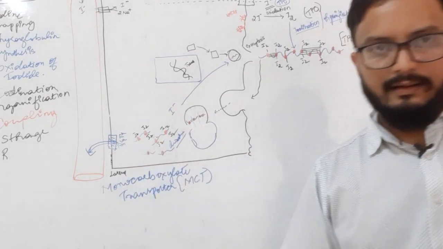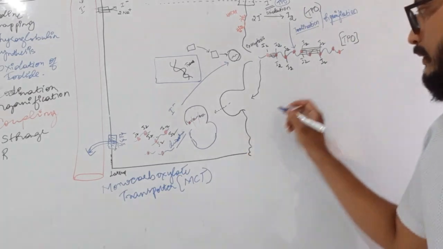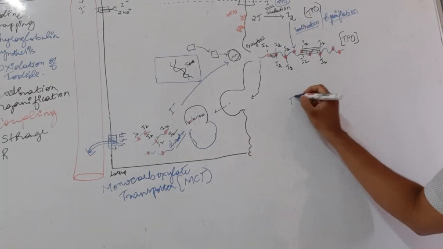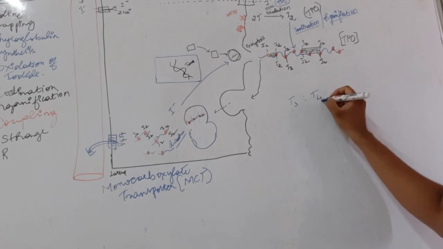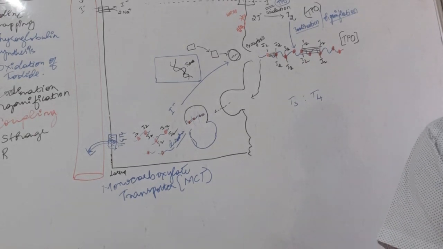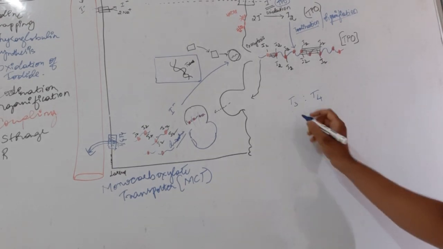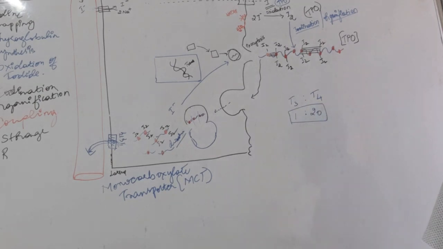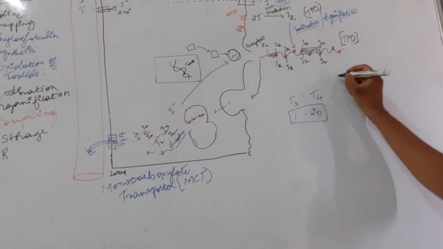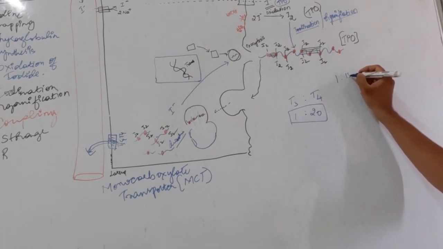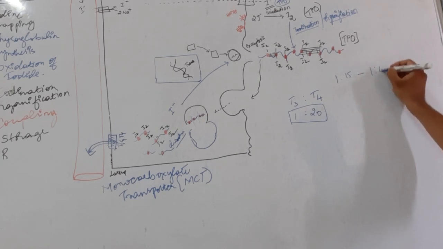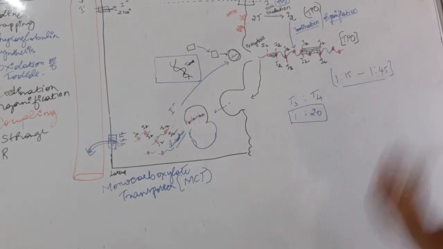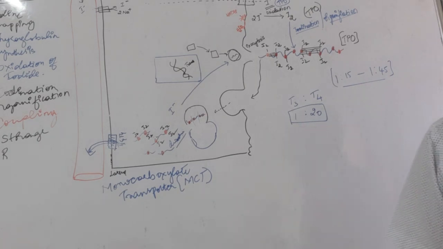And it should be noted that the ratio of production of T3 and T4 varies. It is stated that the ratio may be anywhere from 1:20 as an average. However, in case of domestic animals, you have a very huge range of 1:15 to 1:45 in different domestic animals. However, as an average, we can consider 1:20.